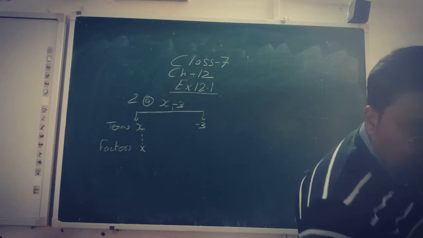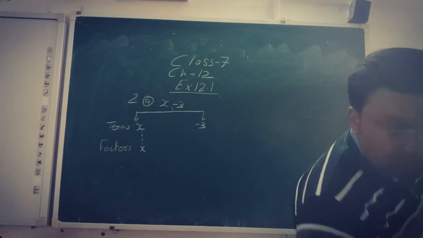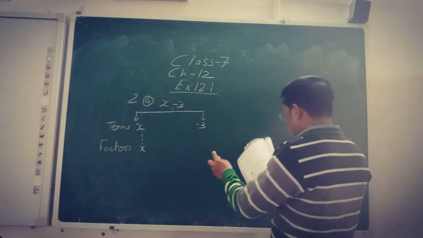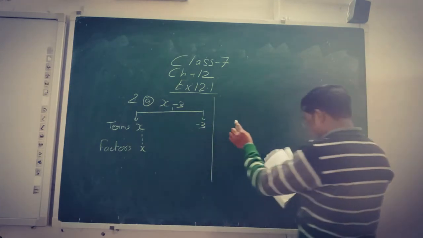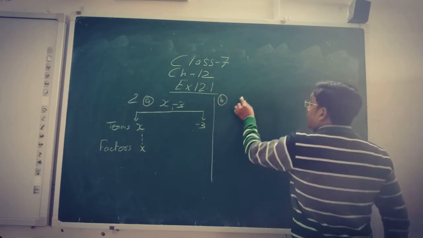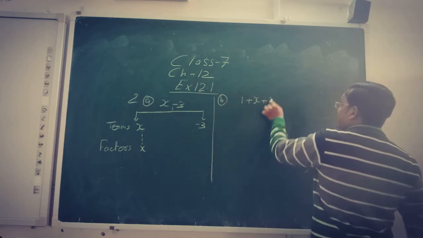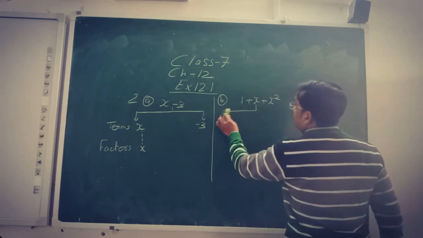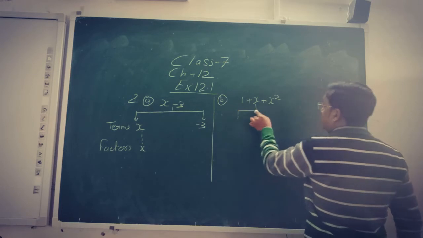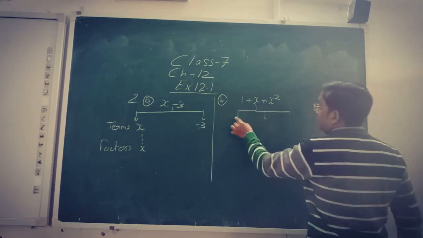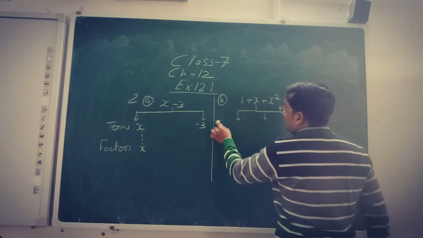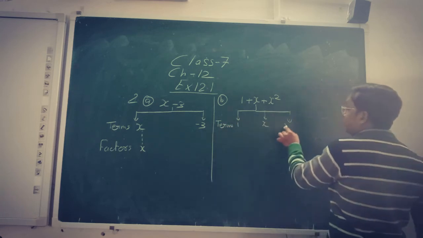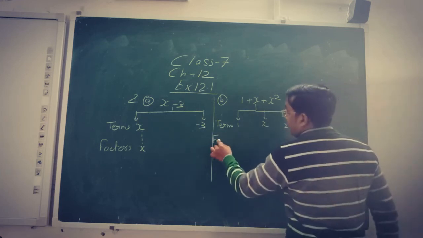Now let's move to the next part. Question number B: 1 plus x plus x square. I have to find out the factors. First of all, terms. The terms are 1, x, and x square. Now factors.